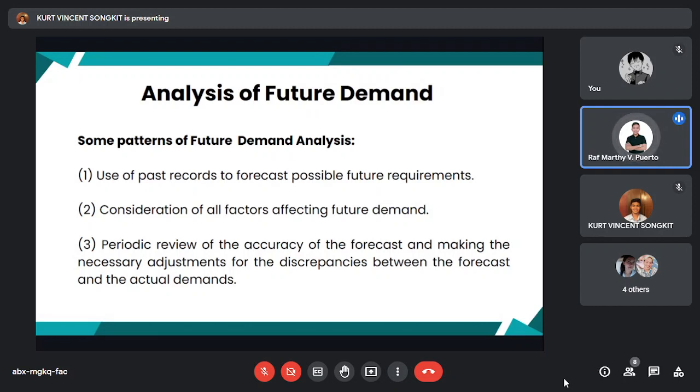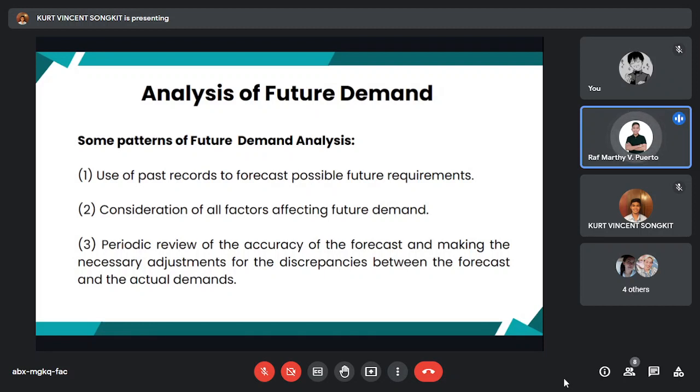The next one is the periodic review of the accuracy of the forecast and making the necessary adjustment for the discrepancies between the forecast and the actual demands. This is only applicable if you have already garnered all of your data so that you can analyze this data and have an interpretation of it.